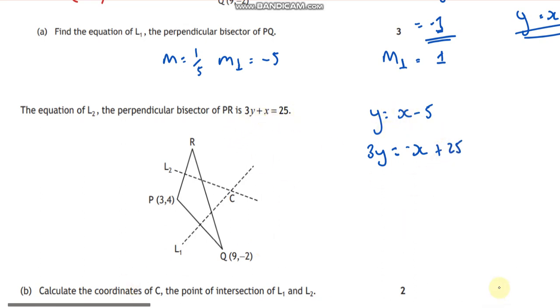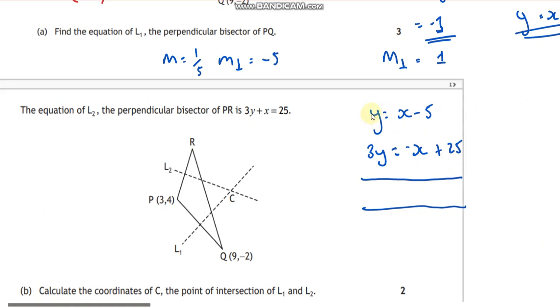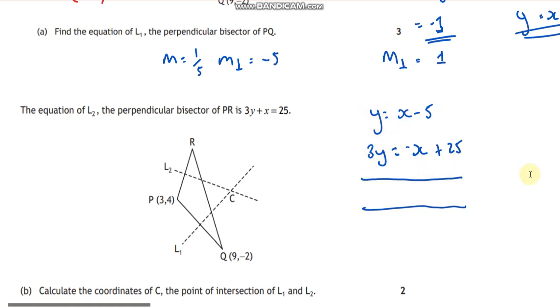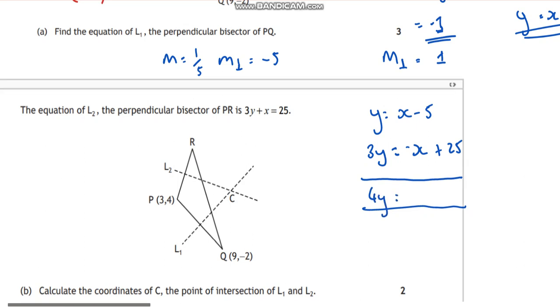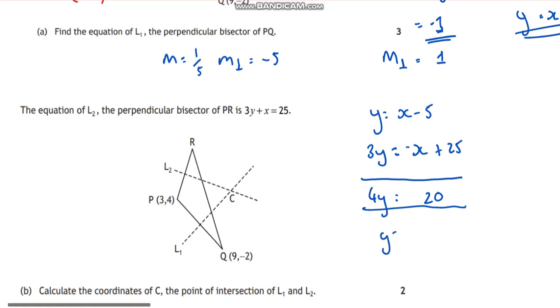Okay. Now that's going to help me out because now I can actually just add these two equations together. Sometimes you've got to factorise them up. Maybe you've got to times this by 3 or whatever. But nope, I can just add them together. So I'm going to get 4y is equal to, no x's, and I've got 20. So y is going to be equal to 5.